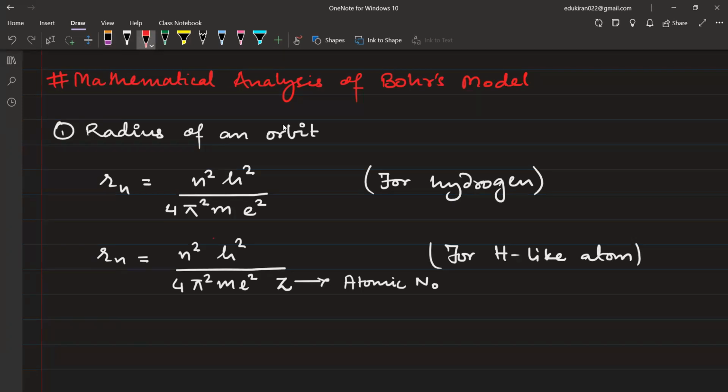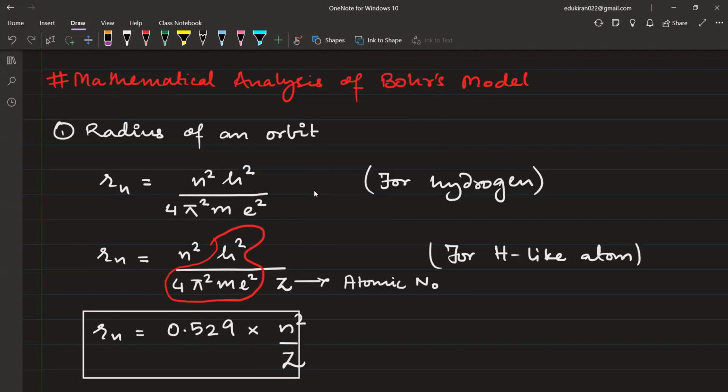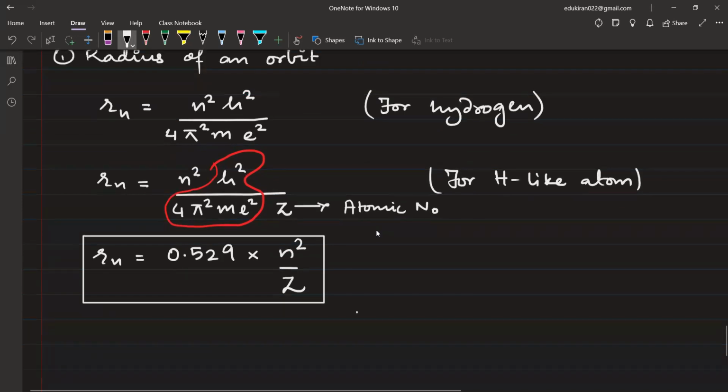Now important thing is that Planck constant एक constant है, 4 एक constant है, pi square constant है, mass of electron, charge of electron, ये सारी चीजें एक constant है. And their value comes out to be, अब ये चीज आपको याद रखनी है, is equal to 0.529 into n square divided by z. And this value will be in terms of angstrom. ठीक है, अब जो रेडियस आएगा आपका, that will be in terms of angstrom. ये याद रखिए, it will be in angstrom. So this is something that you have to remember.